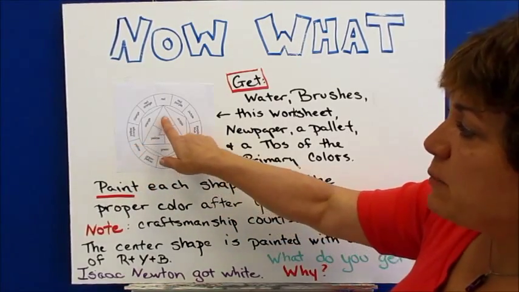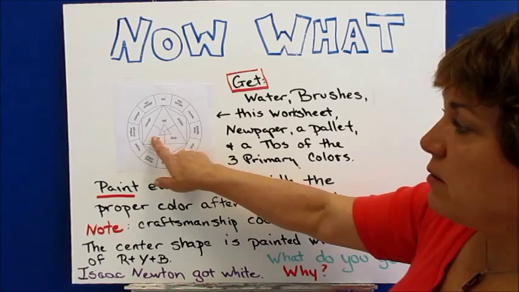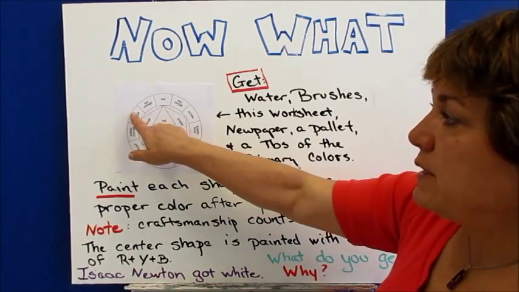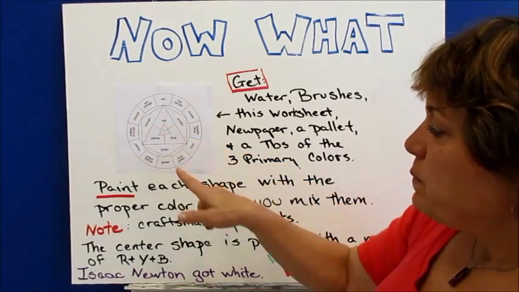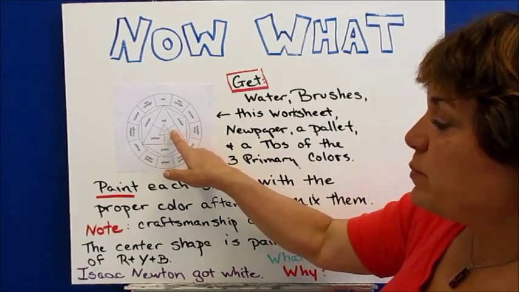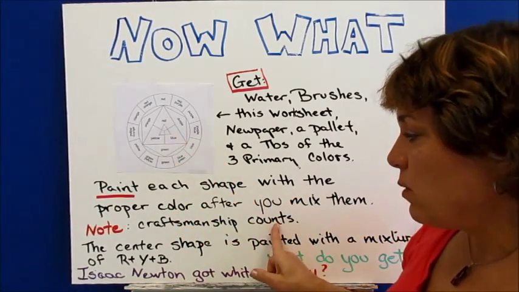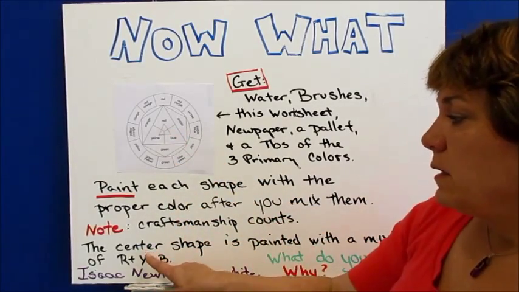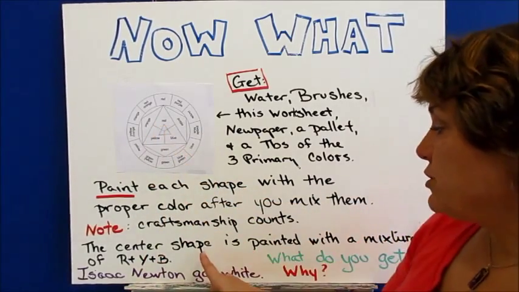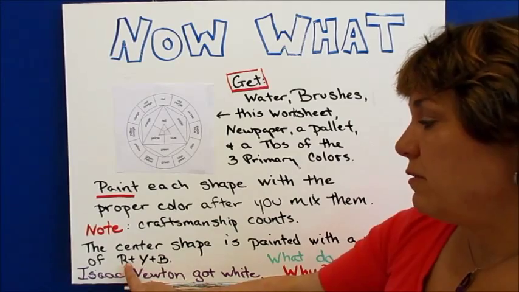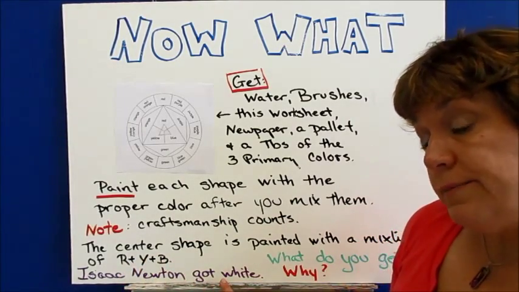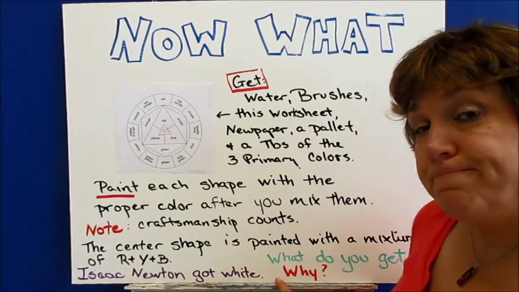And then take some of that red and some of that yellow, mix it together in your palette and paint it orange here and then paint it orange here. Paint to the edges, paint completely full, paint neatly. Craftsmanship is always going to matter. The center shape I've drawn in there has no name in it. I want you to paint that with a mixture of red, yellow, and blue. Isaac Newton got white. What do you think you're going to get and why?